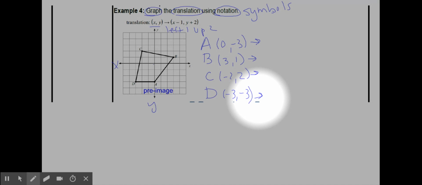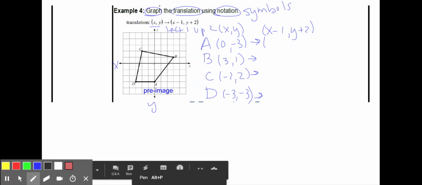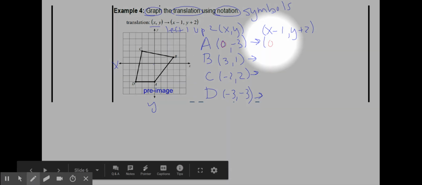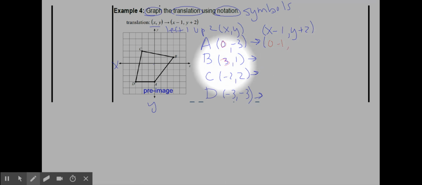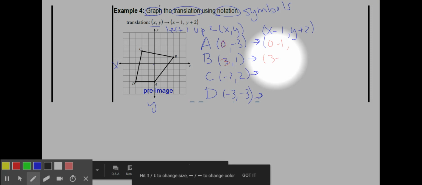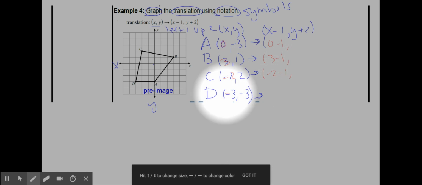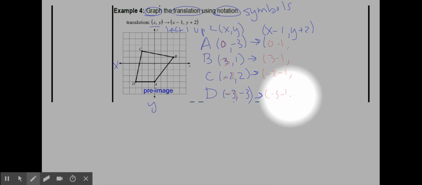We're going to slide or translate these, and if that's my x and my y, I'm now going to take my x value and subtract 1, and take my y value and add 2. So my x value is 0, so I'm going to take 0 minus 1. In B, my x value is 3, so I'm going to take a 3 minus 1. Negative 2, so negative 2 minus 1, and D is -3 minus 1.